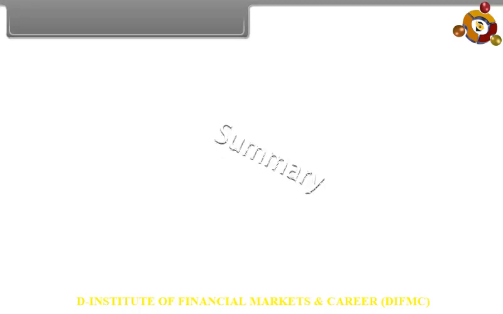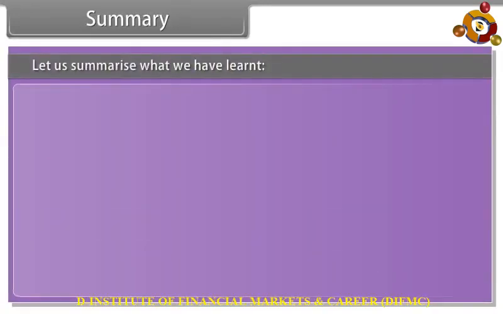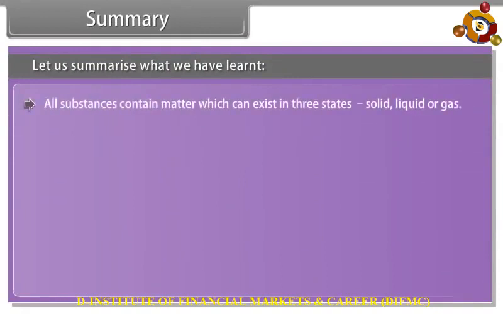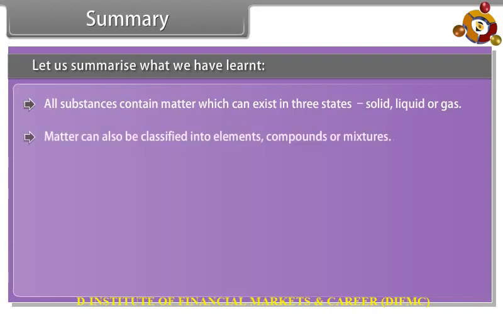Summary. Let us summarize what we have learned. All substances contain matter which can exist in 3 states: solid, liquid, or gas. Matter can also be classified into elements, compounds, or mixtures.